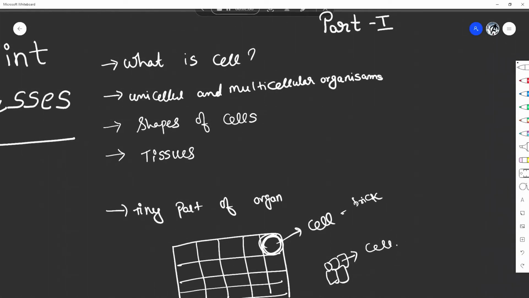And the cell will have internal structures, internal parts, how it is made, and that we will discuss in the part 2 video. So the first question is done. What is a cell? It is the smallest part of the organ. It is the tiniest portion.